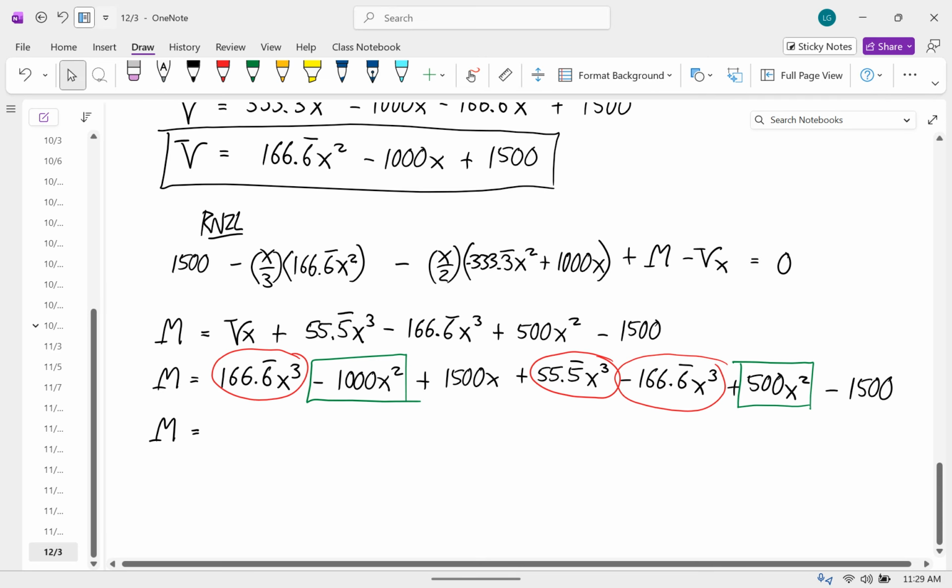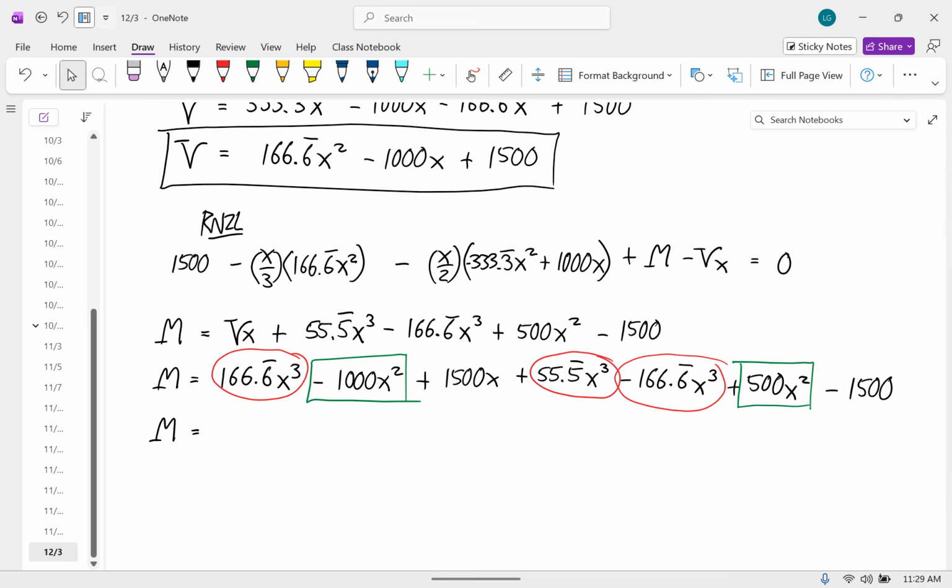Sort of looks to me like I got something wrong. Well, let's just try it, I guess. Oh, these two cancel out. Oh, that's great. So, okay, so we got 55.5 repeating x cubed minus 500x squared plus 1500x minus 1500.